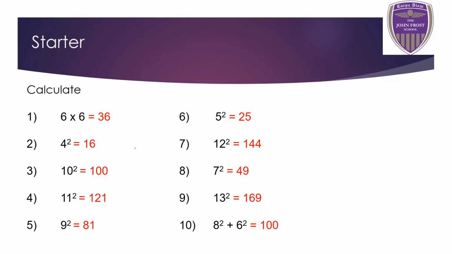Okay, welcome back, and here are the solutions to the starter. So 6 times 6 is 36, that's 6 squared. 4 squared is 4 times 4, so that's 16. 10 squared is 10 times 10, 100, and so on. You can mark the rest of those questions there.